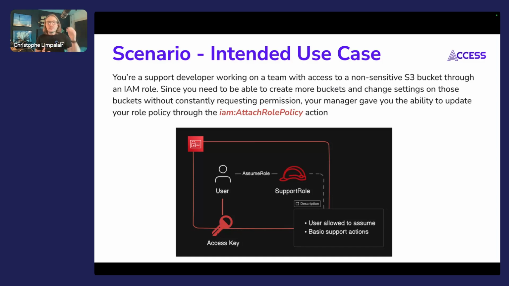So for our intended use case, let's say that you're a support developer, working on a team with access to a non-sensitive S3 bucket or maybe multiple S3 buckets, and you're accessing that through an IAM role. So you're assuming the role to be able to access whatever you need for your job. Because you need to be able to create more buckets at any point in time, and change the settings for your support function on those buckets or on new buckets without constantly having to go to teams like the security team that's already too busy and request permissions, your manager ends up giving you the ability to update your role policy through the attach role policy action, which is the attack technique that we're going to exploit.